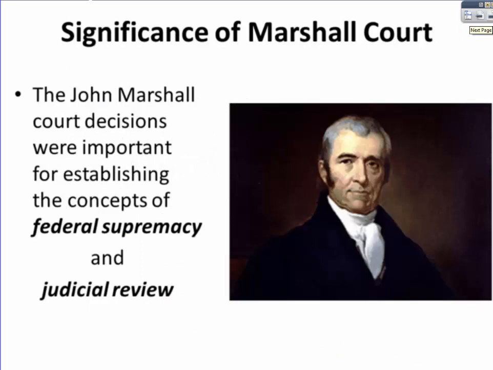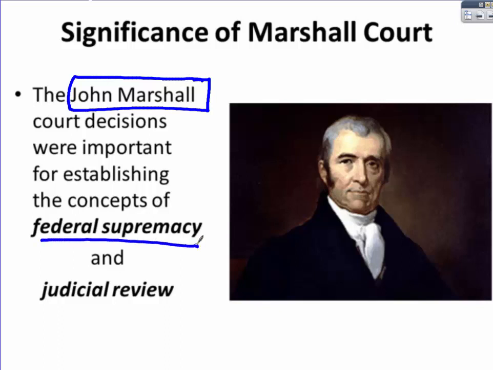Now, the significance of the Marshall Court. John Marshall is a name that you gotta know. One of the most significant judicial figures in the history of the country. His court decisions are important for establishing the concepts of federal supremacy, which would include the McCulloch case and the Gibbons case, as well as judicial review, which is what makes the Marbury v. Madison case so very famous.